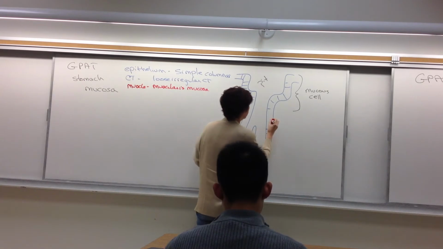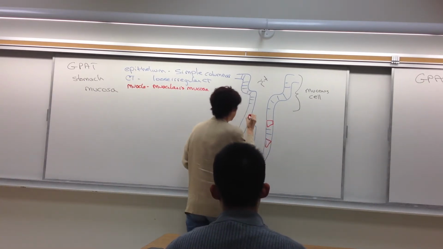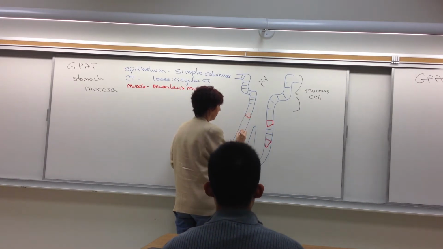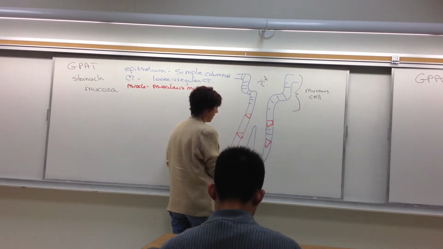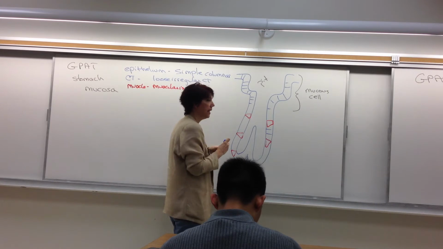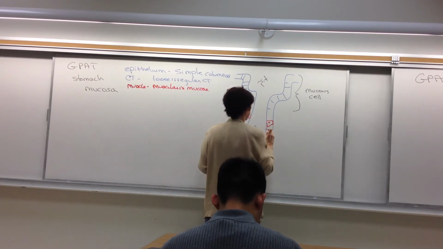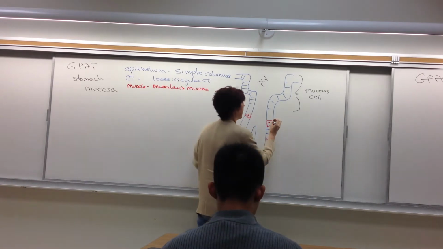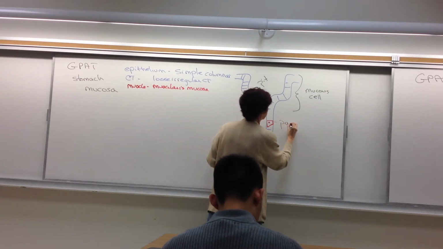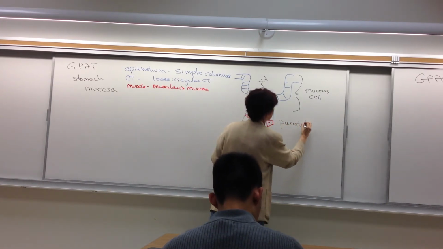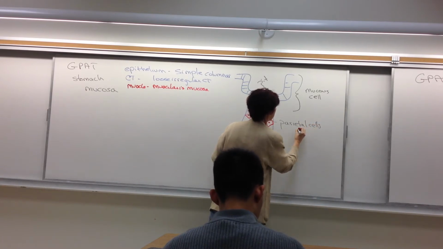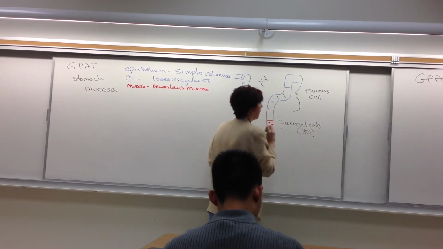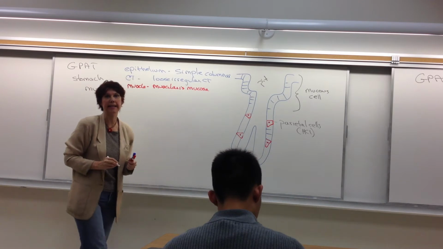Then scattered among the cells of the gastric glands, we have pyramidal shaped cells that stain pink to red because of their acidic nature. And these are parietal cells. And their role is to secrete hydrochloric acid.